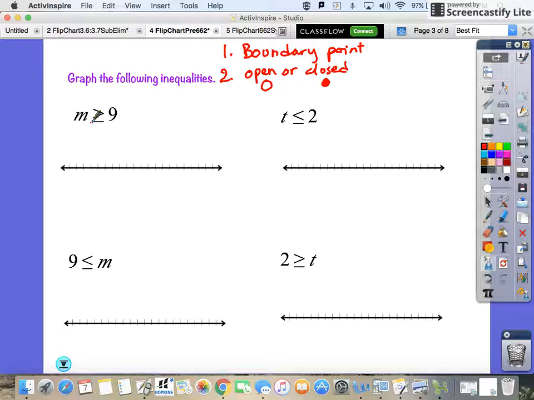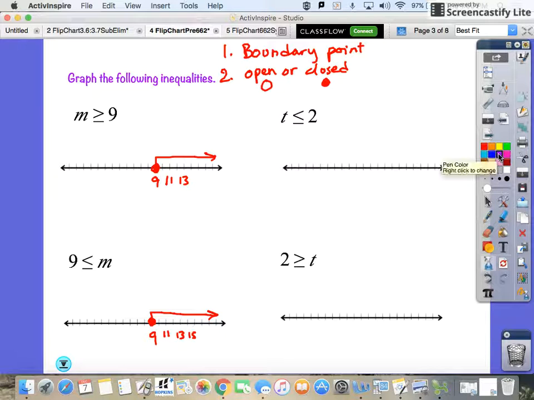This says m is greater than or equal to 9. I'm just going to put 9 right here. It has equals as an option, so we need to do solid. And numbers that are bigger than 9 would be like 11, 13, so we're going to go that way. Similarly, this one has a boundary point of 9, same type of symbol with the equals option. And this one says 9 is less than m. Well, 9 is less than 11 or 13 or 15. So it's a different way of saying something. It's like saying 6:30 or 6:30. It means the same thing, just sounds different.